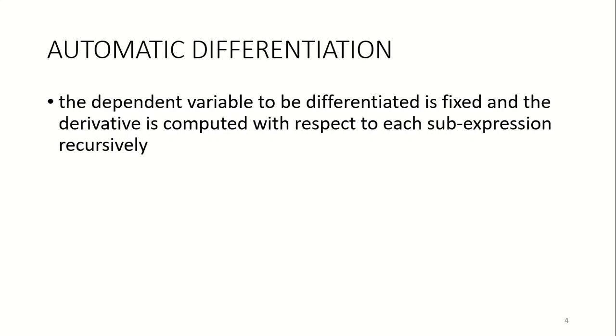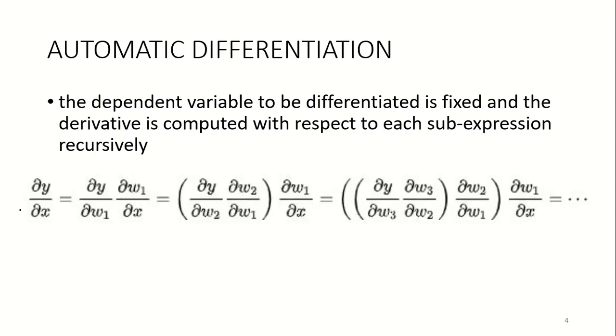Okay. So what we find is a dependent variable to be differentiated is fixed and the derivative is computed with respect to each subsection recursively. So we have the dependent variable y and the independent variable x. So we can find the partial derivative like ∂y/∂x.